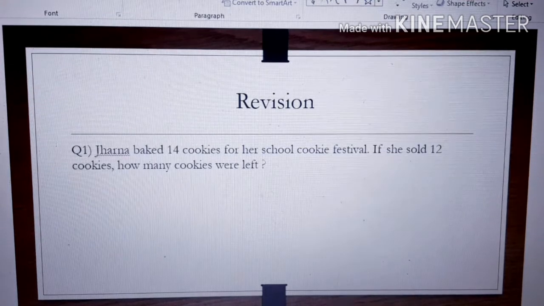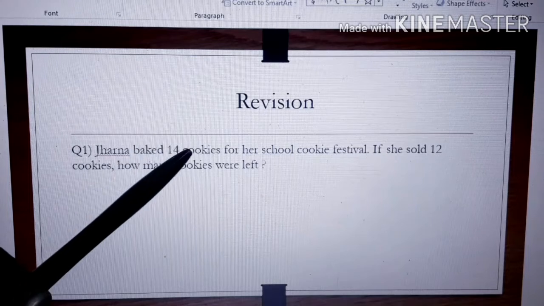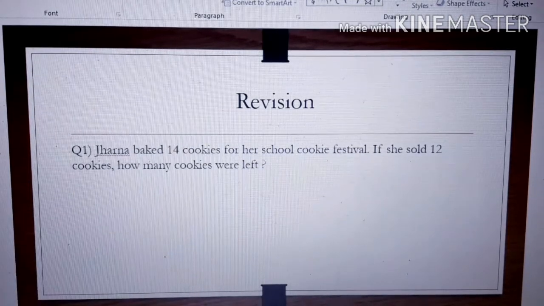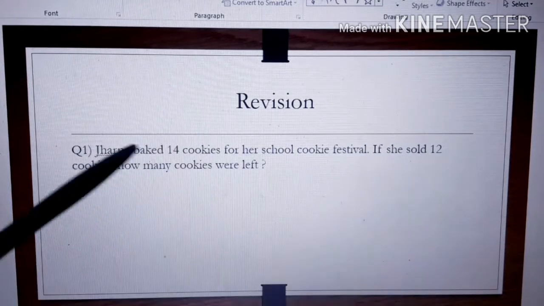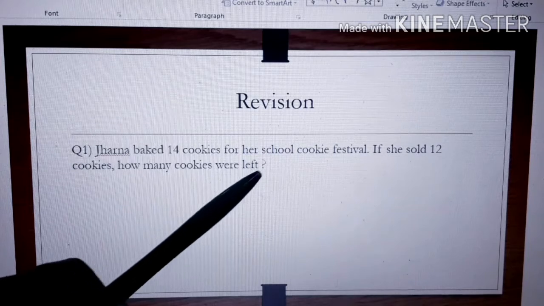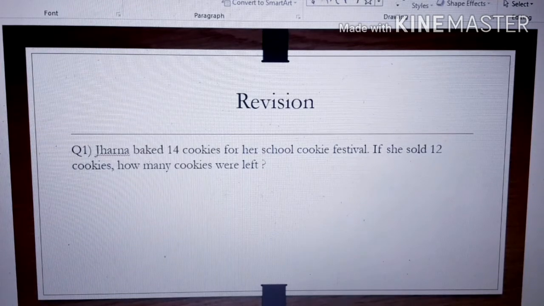Let's do one word problem. Jharna baked 14 cookies for her school cookie festival. If she sold 12 cookies, how many cookies were left? When the word left is there, children, what do we do? Subtraction, right? So you can do the subtraction. You can practice these questions and more questions you can practice.